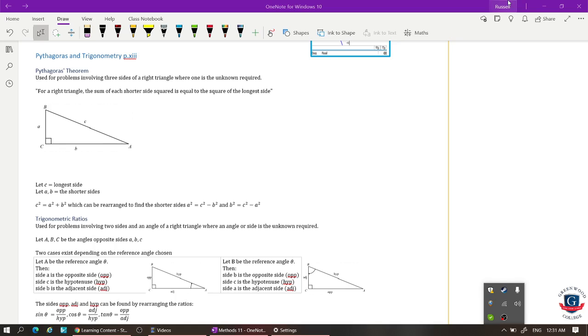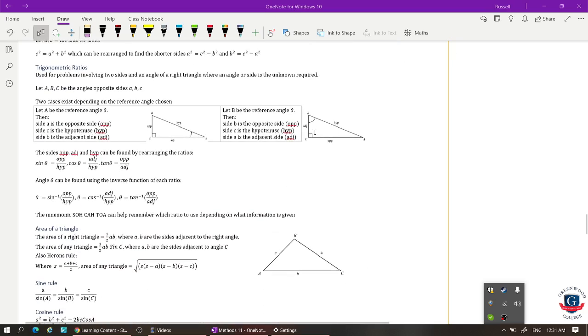Pythagoras' theorem itself is for a right triangle, the sum of each shorter side squared is equal to the square of the longest side, which commonly we know as c squared equals a squared plus b squared, where c is the hypotenuse. And we've been doing this since year 7, so it should be pretty easy.